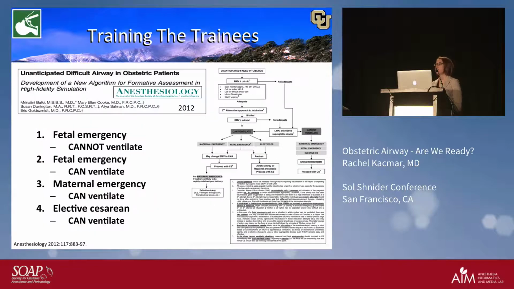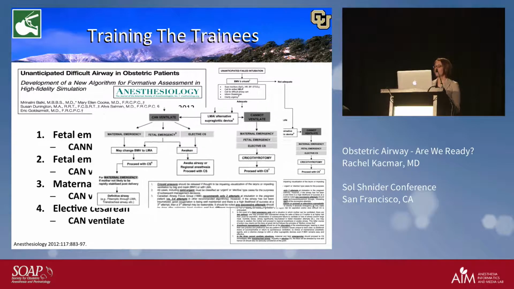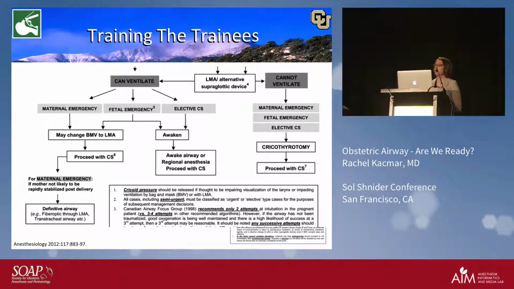One group has tried to address some of these issues by creating a specific set of scenarios that can train our residents in some of these different types of situations that we face in the labor and delivery unit, some of those unique scenarios. They designed 4 scenarios that really address both fetal and maternal emergencies and both the situation where you can or cannot ventilate the patient, as well as an elective cesarean delivery.